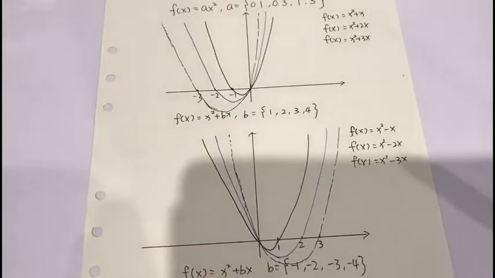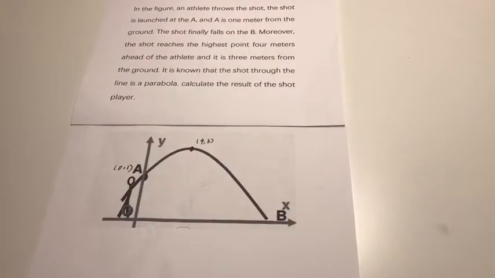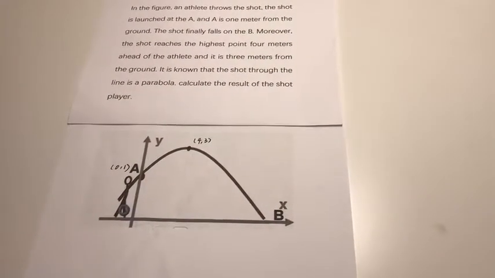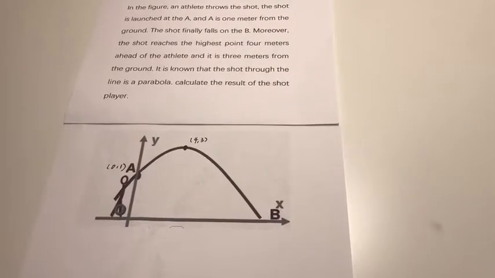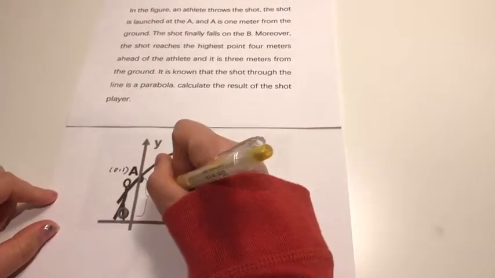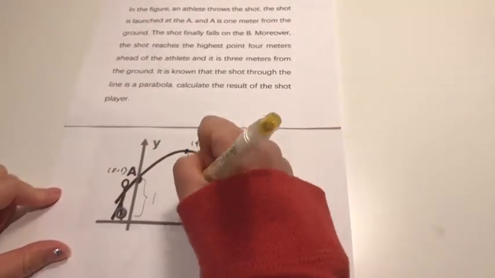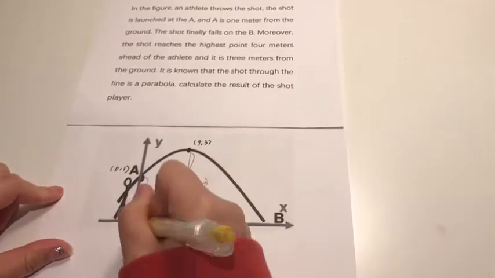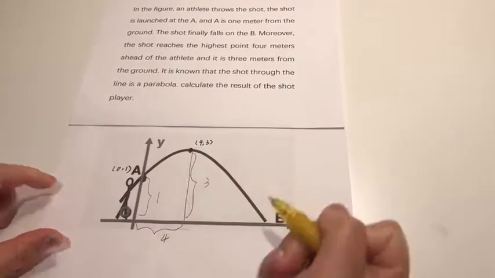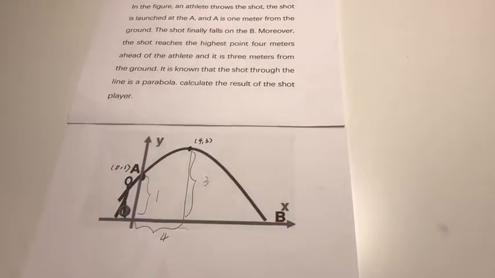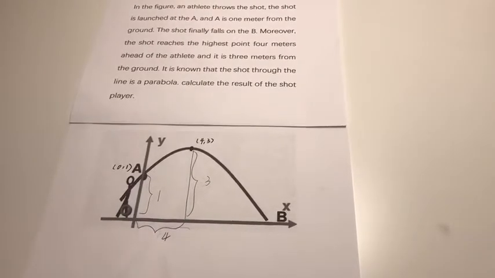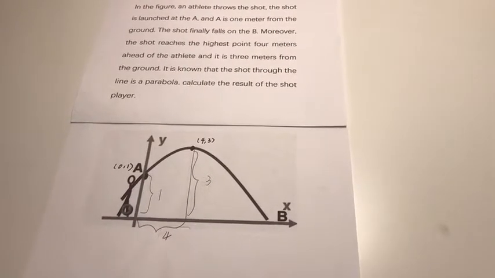And now April, Ich and Liu will give you an example related to our topic. Here is an example for a quadratic function parabola. This is a problem about a shot put throw. According to this question, here is 1 meter, here is 3 meters, and here is 4 meters. We want to calculate the result of the shot putter, which means the distance.